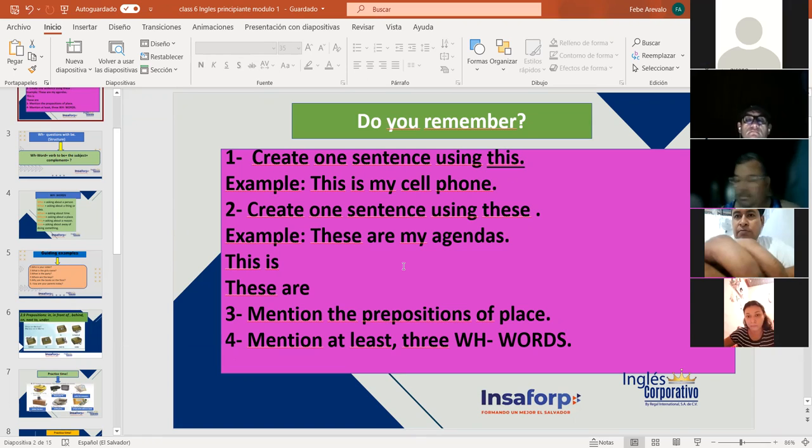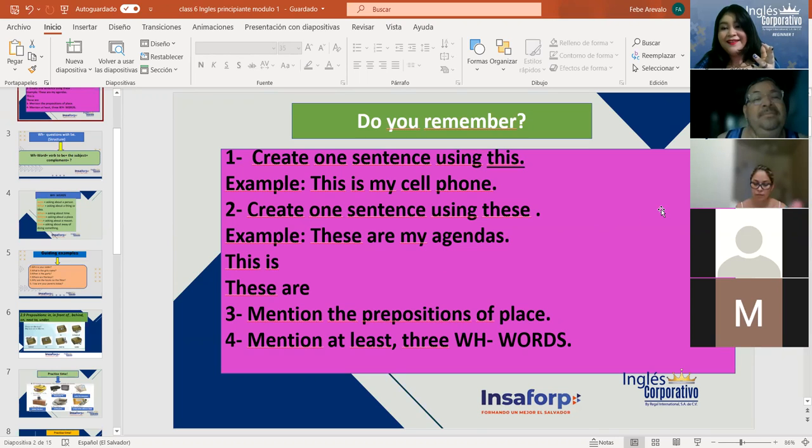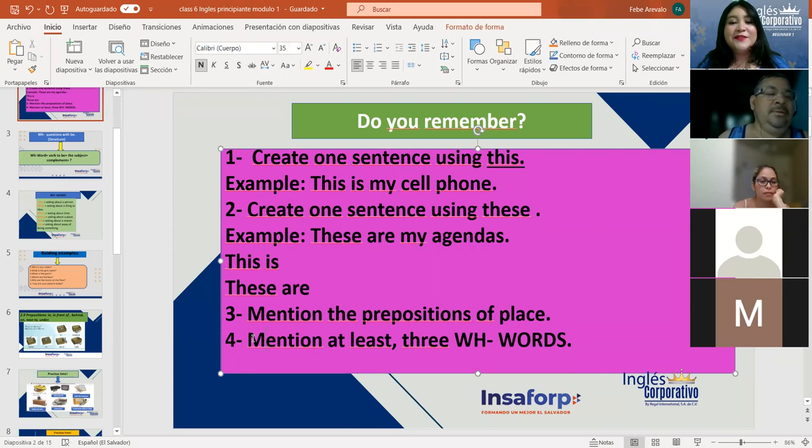Omar, tell me another preposition of place that we have. Ya dijo Xochitl, in front of, y behind. ¿Qué otros tenemos? In front of, under, next to. Excellent. Y aquí, cuando es a la par, ¿cómo lo decimos? Next to. Excellent. Very good. All right, everyone. Thank you. Let's go to number four.